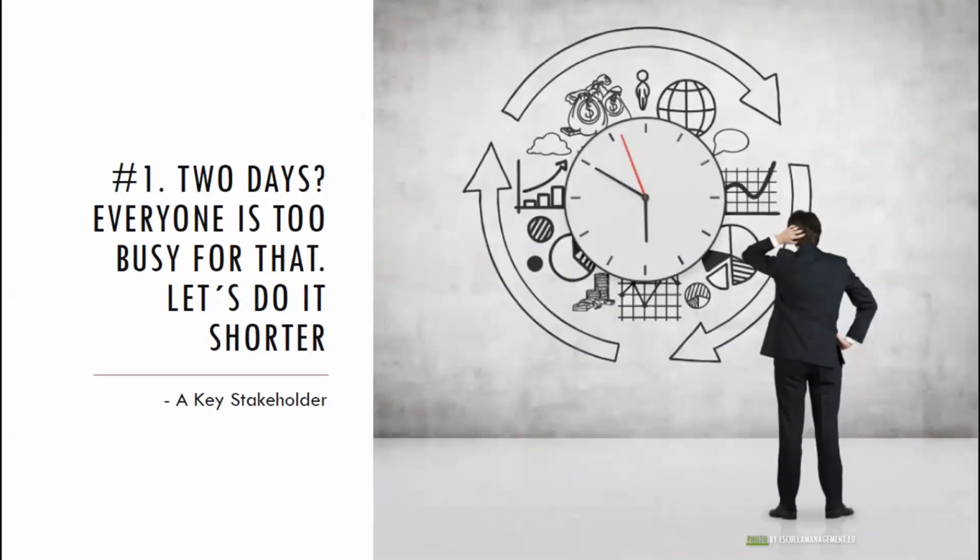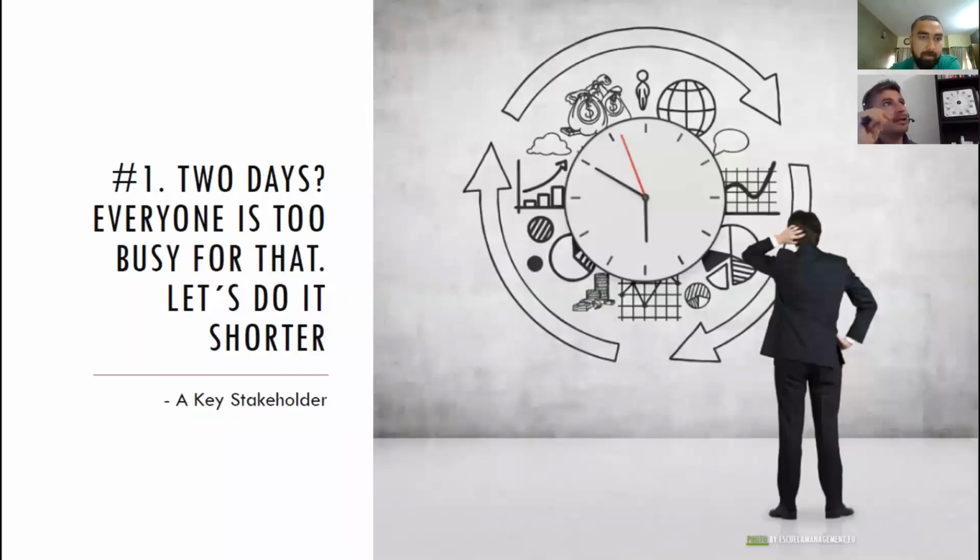The first pain that you will have is that you describe the PI planning to your executives, to your audience, to your product owners, to your product managers, and they will say, 2 days? Are you sure? Everyone is too busy for that. Let's do it shorter. Let's do it 6 hours, at most 1 day. I mean, I have too many things in my calendar to spend 2 days without doing them. And this is the very first, let's say, challenge that you will find when you try to implement this.